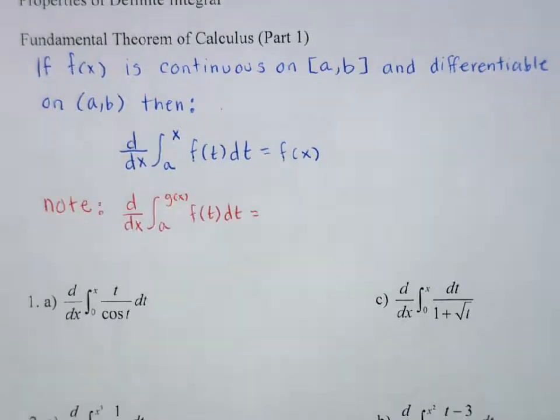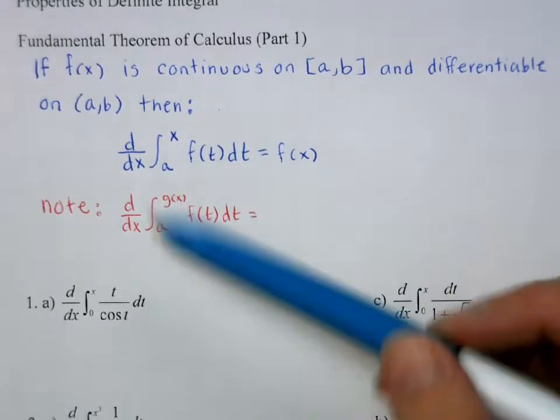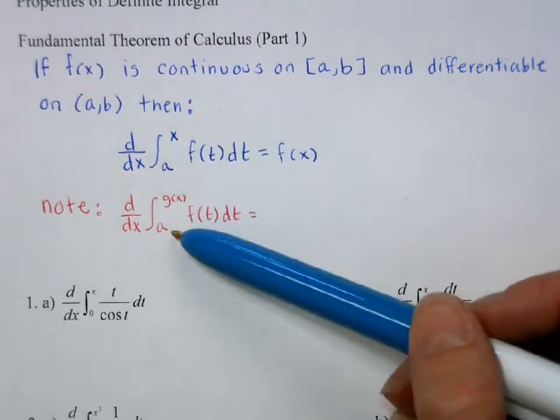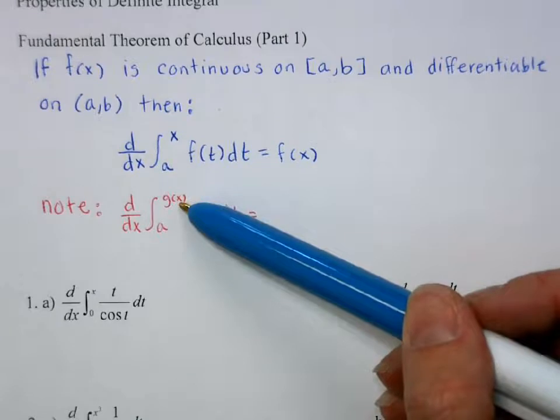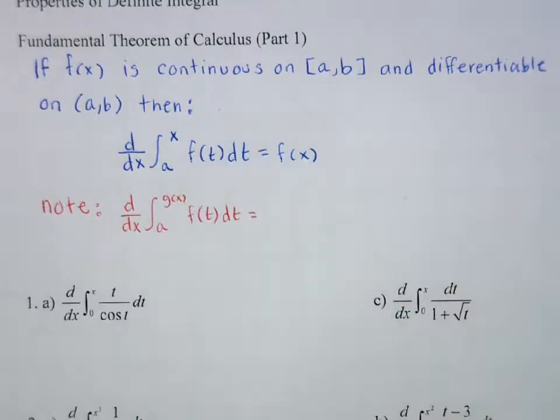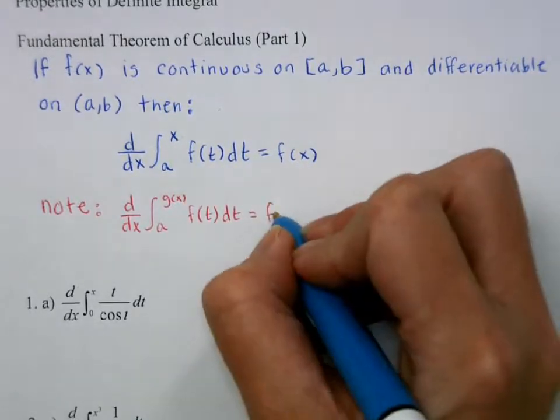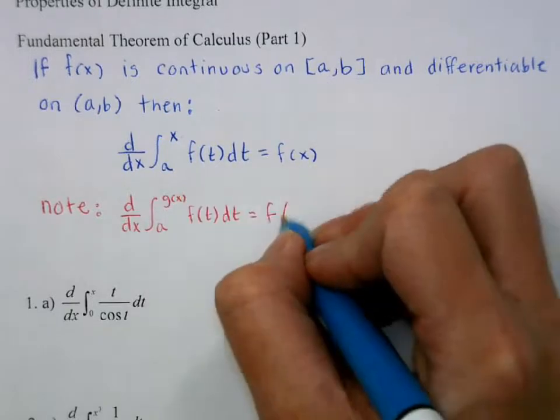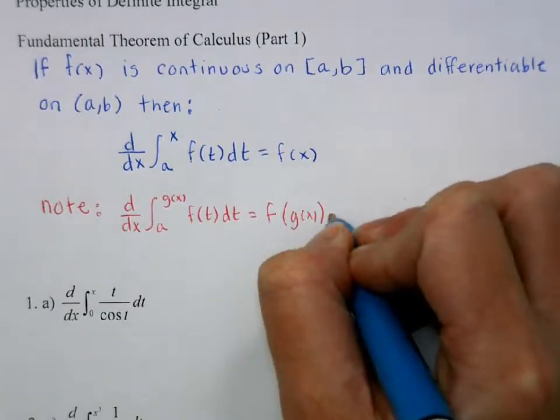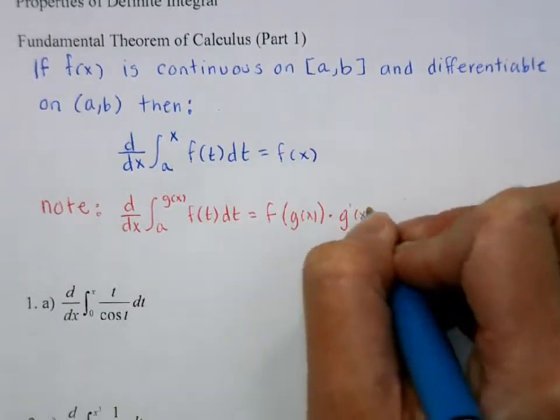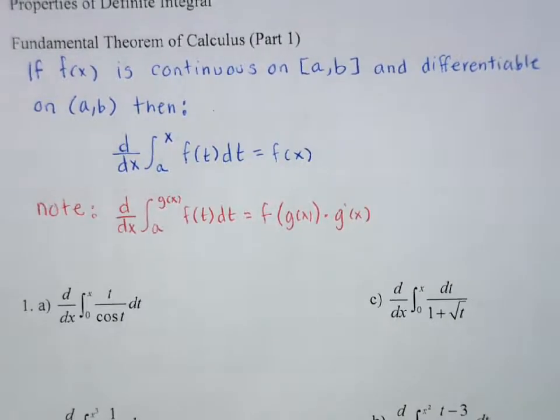There are a few special cases that we want to talk about also. This is primarily what we're going to do, but sometimes you'll go from a constant to a function. So we have to apply the chain rule. It is going to be f of g of x times the derivative of g. The chain rule still applies.